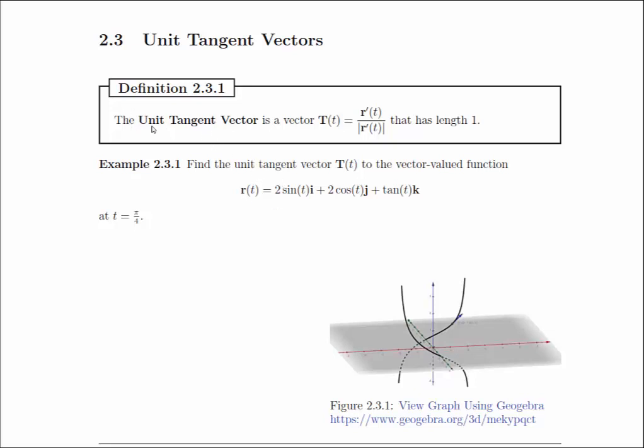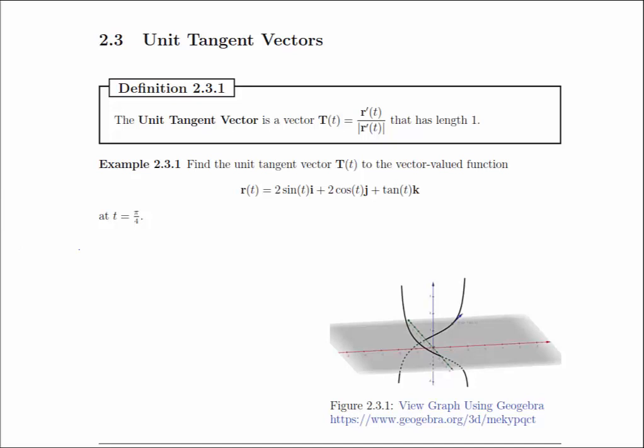So the definition here: the unit tangent vector is a vector T of t equals the derivative, as we've been doing, divided by the length of the derivative. And we can plug in specific t values to get specific unit vectors at different locations. So it'll be kind of cool when we look at the graph here. So before we do the graph, let's just work this out.